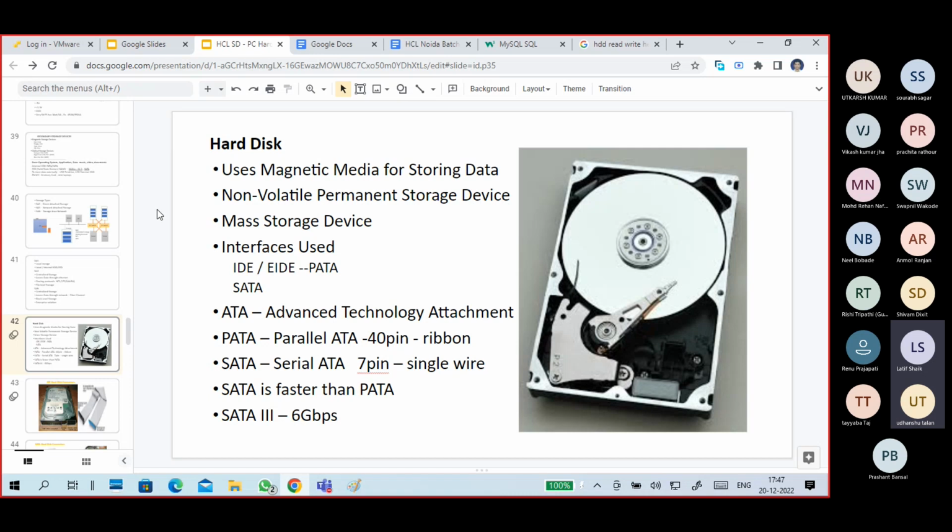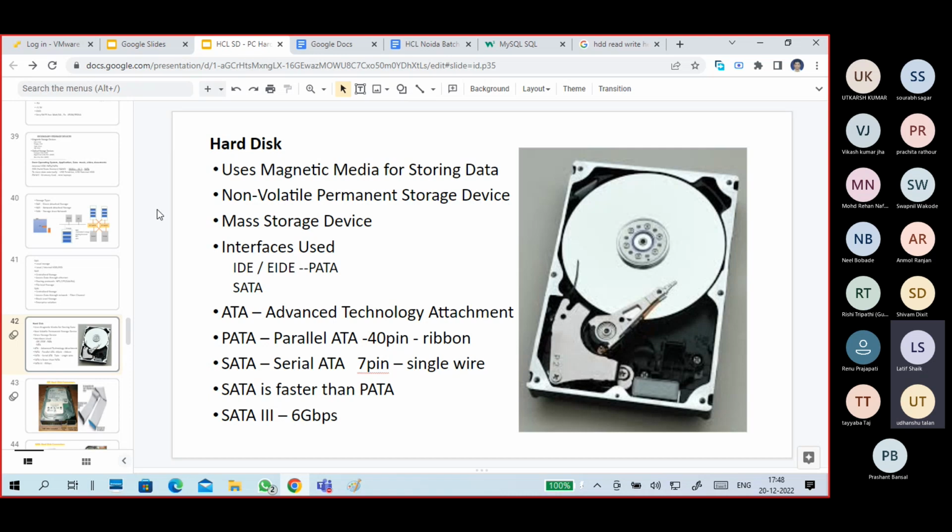This hard disk has an interface. Earlier, there was an IDE type of interface, then this IDE became ATA technology, advanced technology attachment. So there are two types of interfaces, PATA and SATA. PATA type hard disk has a 40 pin connector. It is a ribbon cable. SATA type hard disk has a 7-pin connector. SATA means serial advanced technology attachment, PATA means parallel advanced technology attachment. SATA is a single wire.